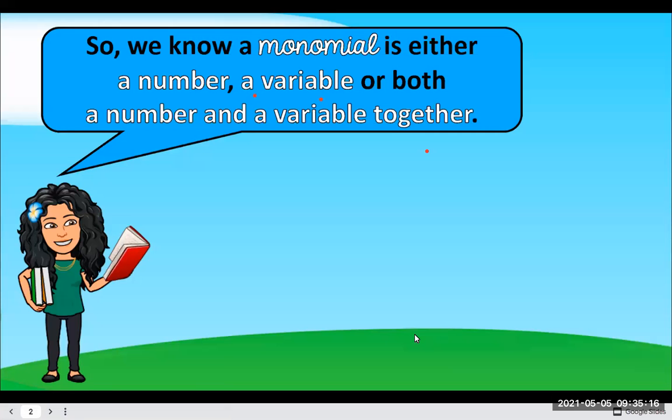So what is a monomial? Basically, a monomial is just a number, or it could be a missing number, which is called a variable. Okay, that's all it is.